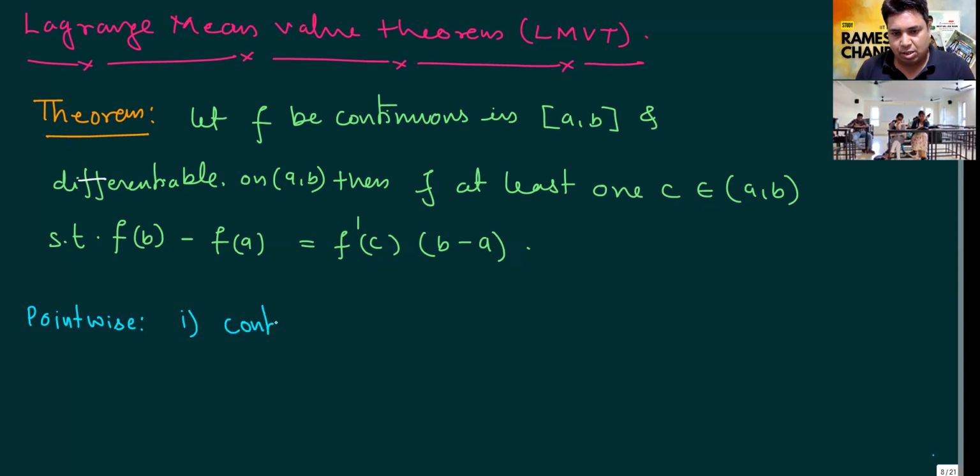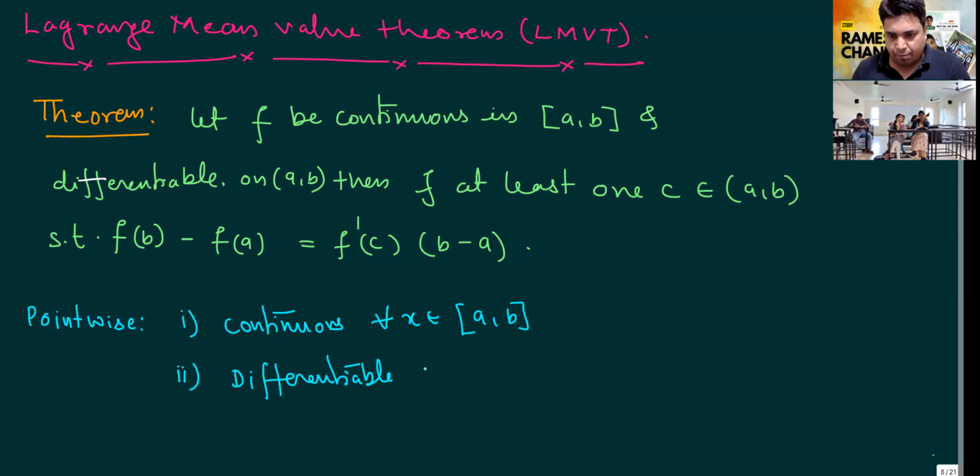First, what is required? Continuous for all x belonging to the closed interval a to b. And the second requirement is differentiable for all x belonging to the open interval a comma b. So these are the two main conditions required for this LMVT.